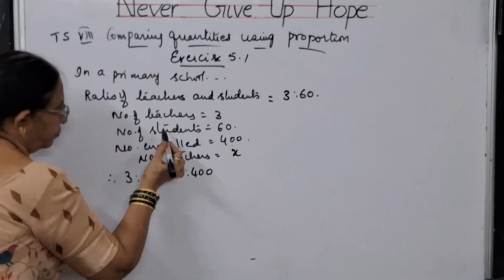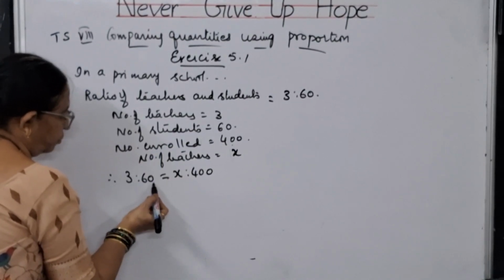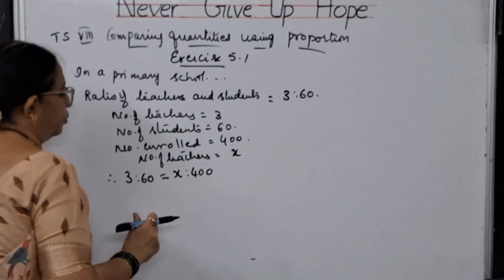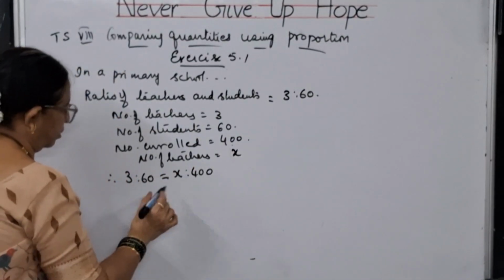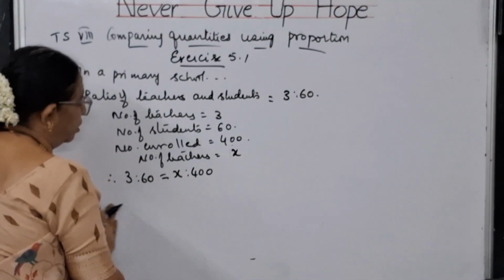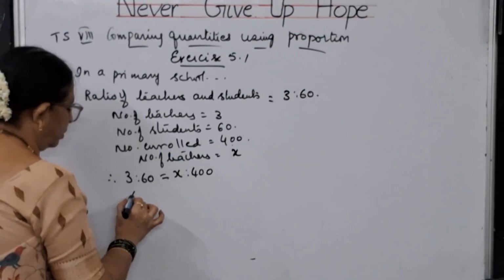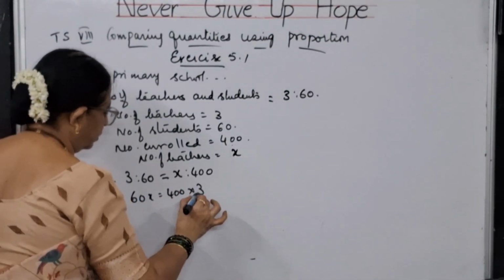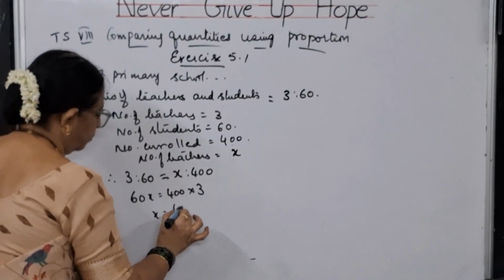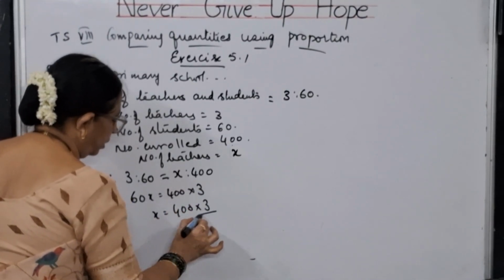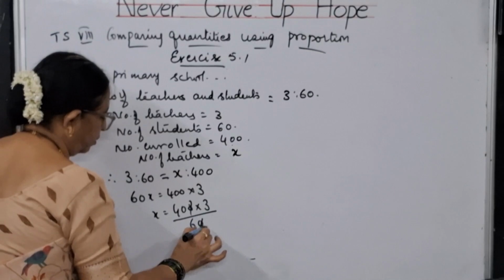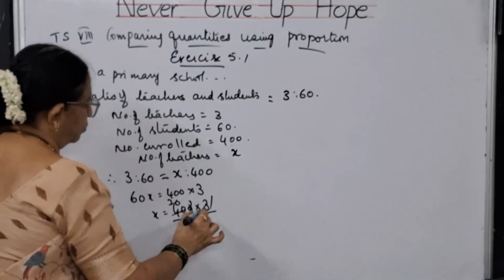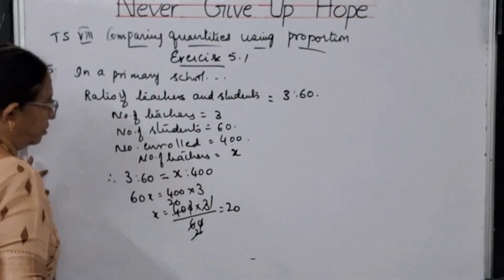For 60 students, 3 teachers are there. For 400 students, how many? So x. So you can make a formula or an equation like this. So 60x is equal to 400 into 3. So what is x? 400 into 3 by 60. 0, 0 will get cancelled. 3 ones are 3, 3 twos are 6, 2 ones are 2, 2 twos are 4. So 20. So x is 20.